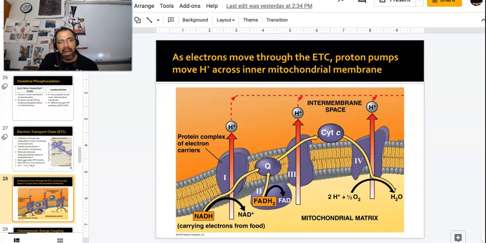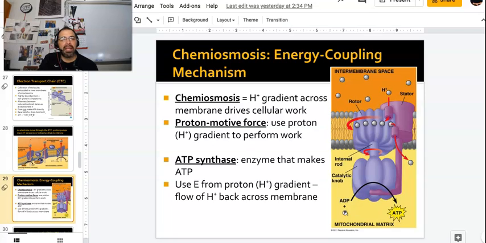FADH comes in, hydrogens dropped off, they're going to be forced across. And the whole idea is to create that concentration gradient so that then we can move into chemiosmosis, which is an energy coupling mechanism. Coupling means that you're combining two processes. So in chemiosmosis, you have that proton gradient, H plus gradient, across the membrane that drives cells to work.